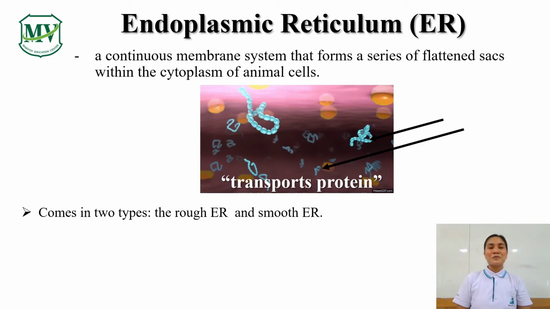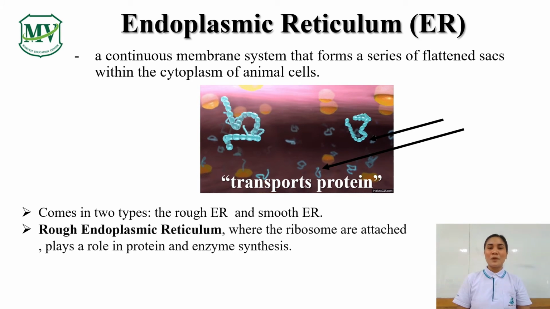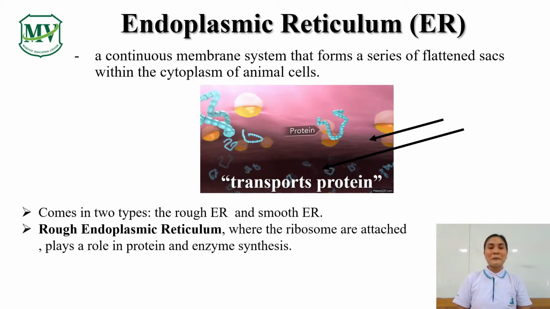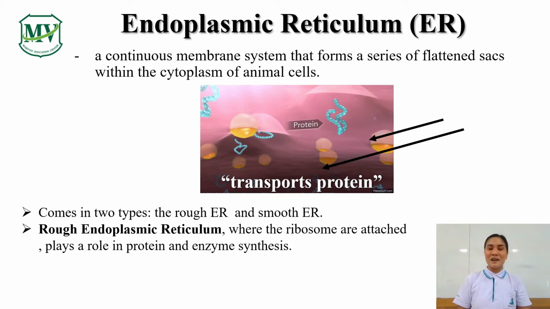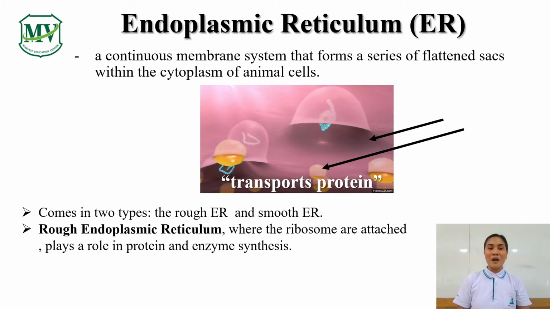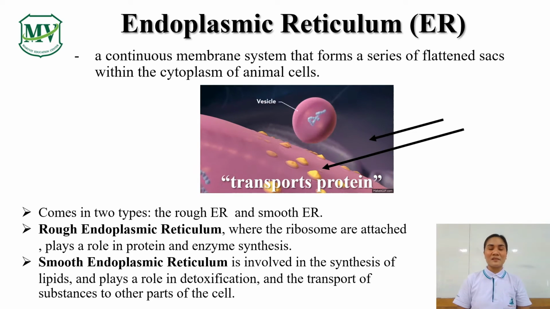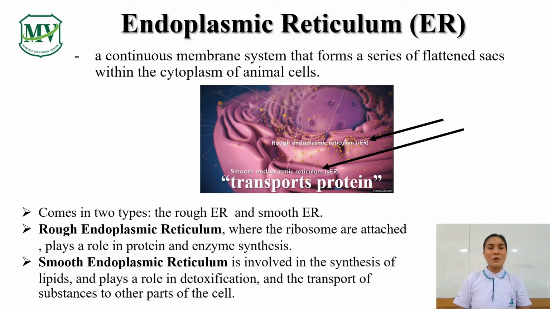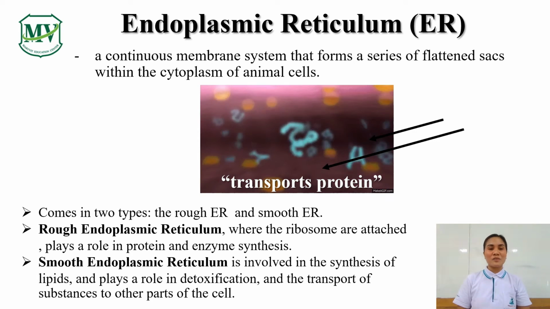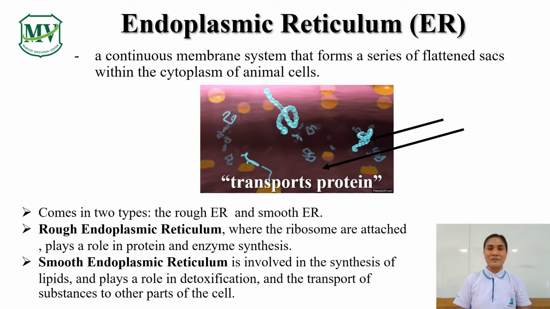Great! Rough endoplasmic reticulum, where the ribosome are attached, plays a role in protein and enzyme synthesis, while smooth endoplasmic reticulum is involved in the synthesis of lipids and plays a role in detoxification and transport of substances to other parts of the cell.